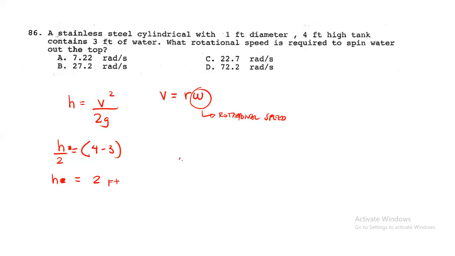Substitute natin dito. So, 2 is equals to V squared. Ang V squared is rω. Ang V is rω, no? Squared divided by 2g. Ang g natin is 32.2. Palitan natin itong radius. Ilan yung radius natin dyan? Ito, 0.5. So, 1 feet diameter or 0.5 feet radius. Then, 2 times 32.2. Makuha natin ω dito is rad per second.